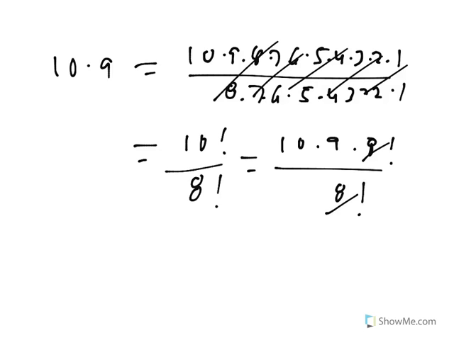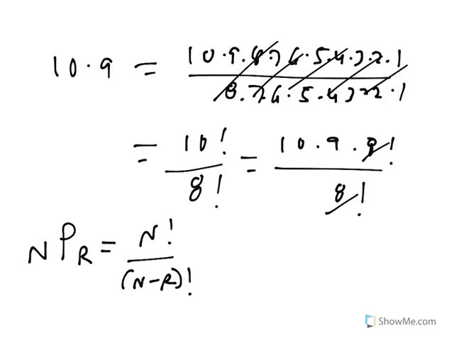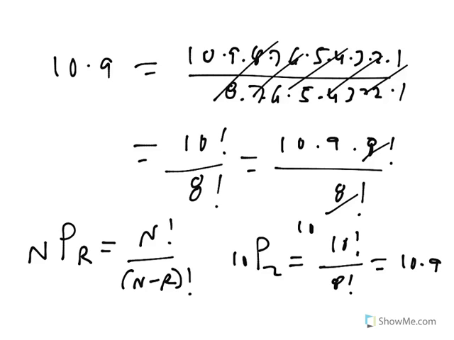Then I cancel it. That's why a famous formula for permutations is n factorial over n minus r factorial. Again, if I wanted to do 10P2, it would be 10 factorial over 8 factorial, which becomes 10 times 9 times 8 factorial, and these cancel out, equals 90. So that's permutations, which are like cones.